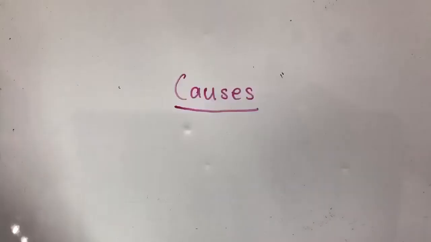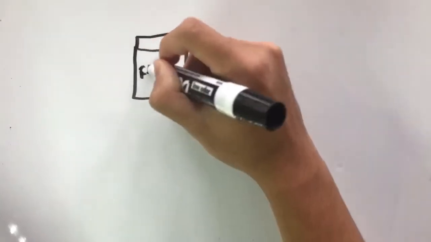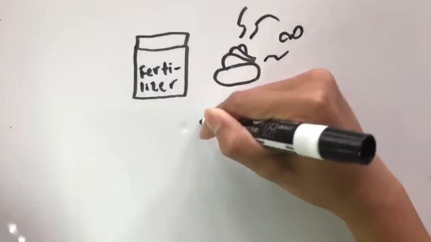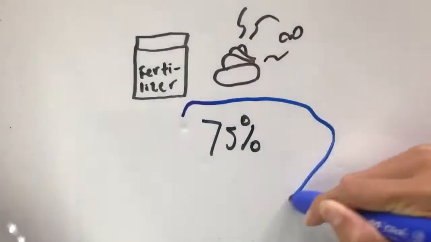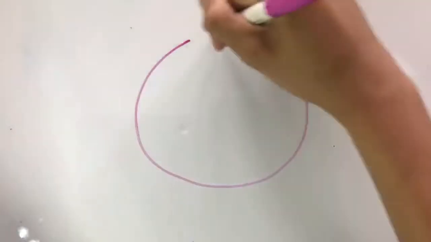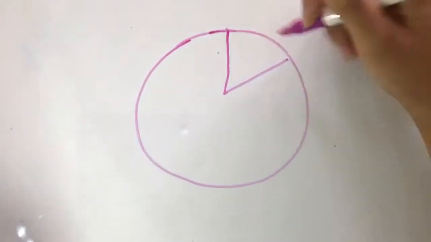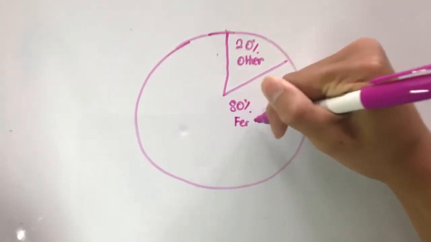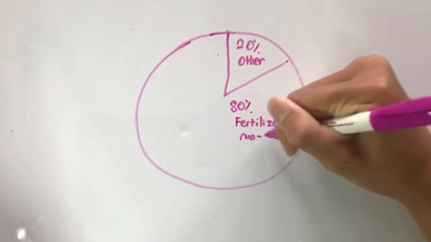Causes. The causes of eutrophication start with the dumping of waste and runoff of fertilizer into bodies of water. About 75% of lakes in the United States have concentrations of nutrients above their natural levels. About 80% of the phosphate that ends up in lakes and estuaries comes from fertilizer runoff from land. The other 20% comes from sewage water and natural causes.